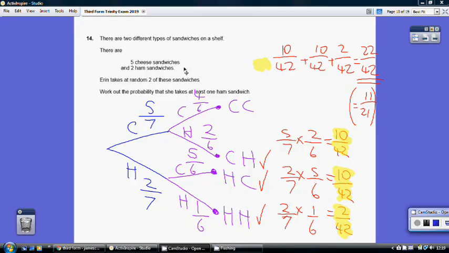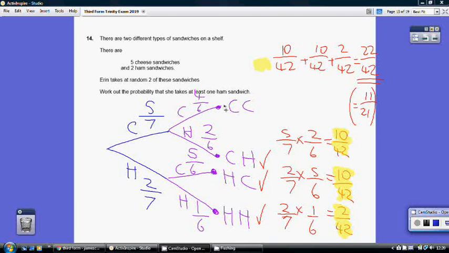Question 14. So 2 different types of sandwich, cheese and ham, and we take at random 2 of these sandwiches, work out the probability that she takes at least 1 ham sandwich. So let's just do a probability tree for this. So as we take our first pick of sandwich, the chances of getting a cheese is 5 out of 7, and getting ham is 2 out of 7. Now, as we take our second sandwich, you've got to bear in mind that one's already gone.